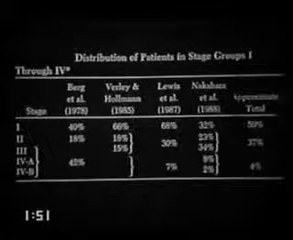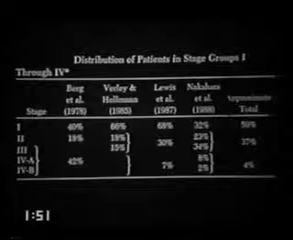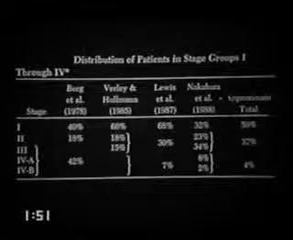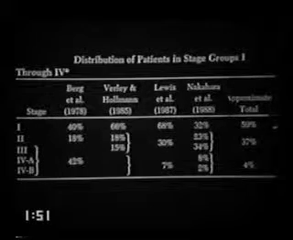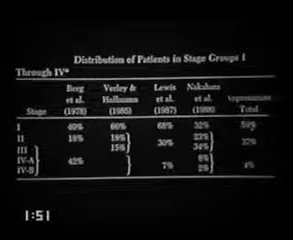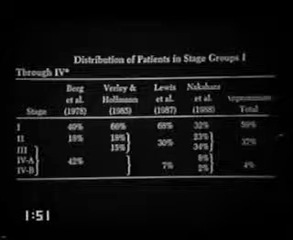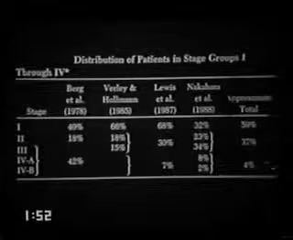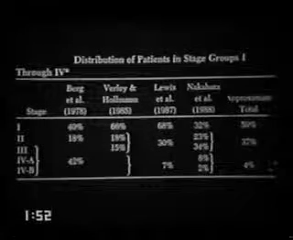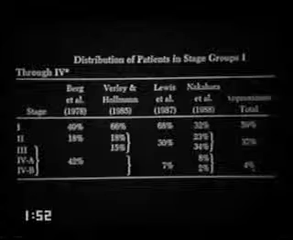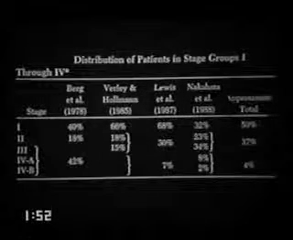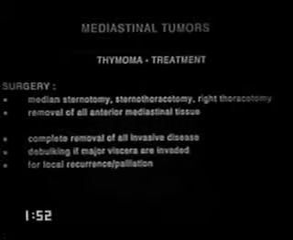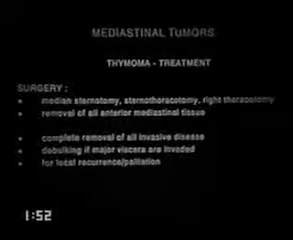And here are groups of several series of thymomas indicating that they are stage 1 in almost 60%, stage 2 or 3 in 37%, and stage 4 in A or B in a minority of cases. So you're almost always dealing with stage 1, and the next slide will go into treatment options, therefore, with thymoma.